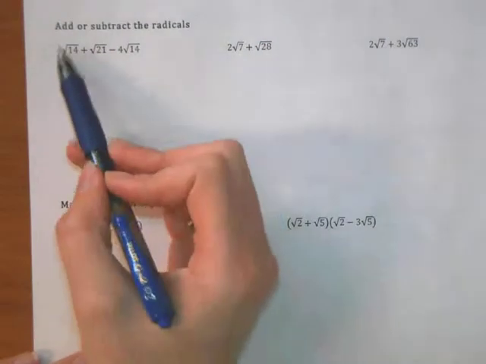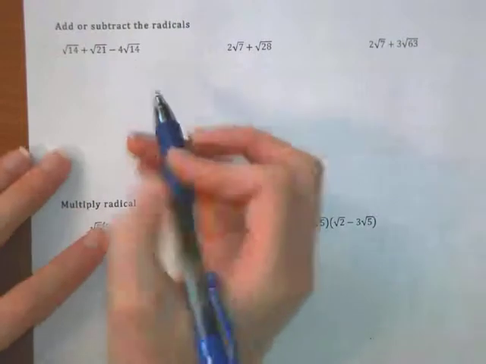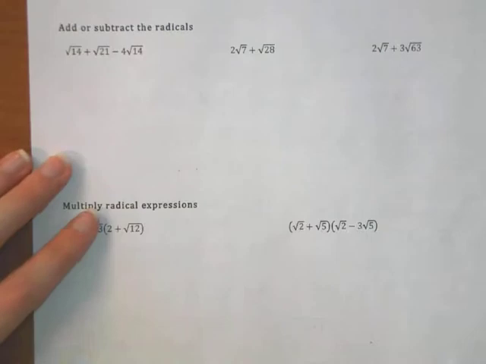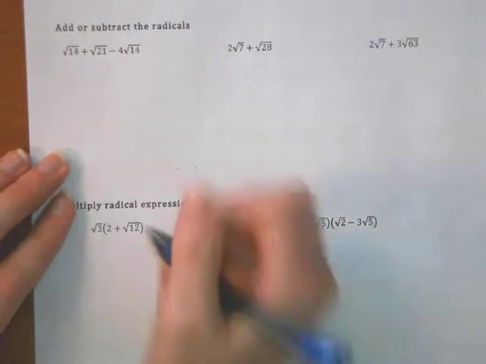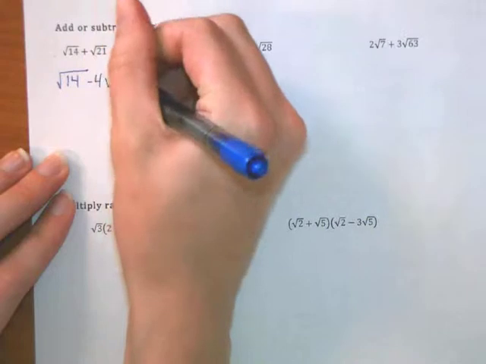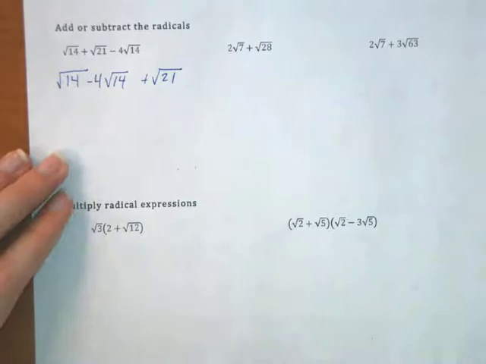So here I have a square root of 14, and here I have a square root of 14. So those are going to be our like terms. Those numbers are all divisible by 7, but they're not like terms. Alright, so I want to put my like terms by each other. So I have a square root of 14, I have minus 4 square roots of 14, and I'm going to put my plus square root of 21.